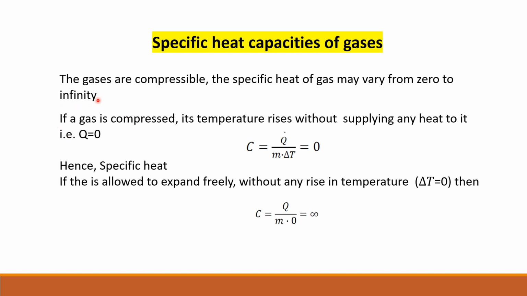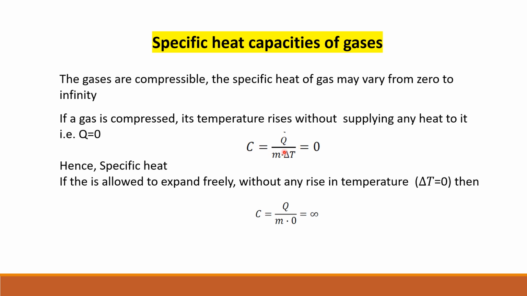Already I told you the specific heat capacity may vary when we change the pressure and volume. If the gases are compressible, the specific heat may vary from 0 to infinity. If a gas is compressed, the temperature rises without supplying any heat energy to it. Suppose we compress the gas, the temperature of the gas is raised, so we are not supplying any heat energy.